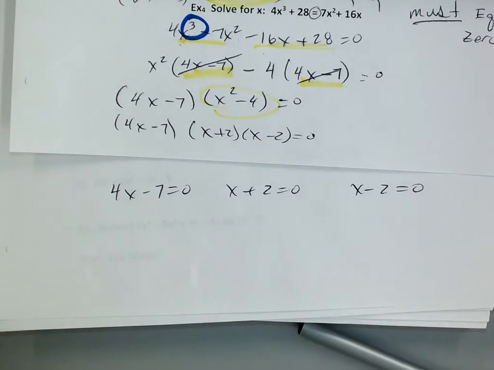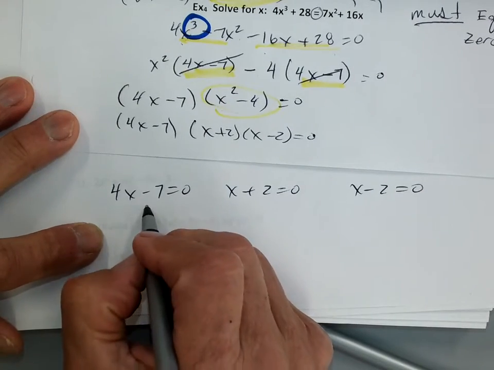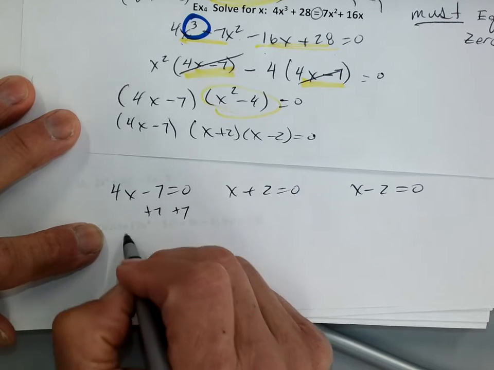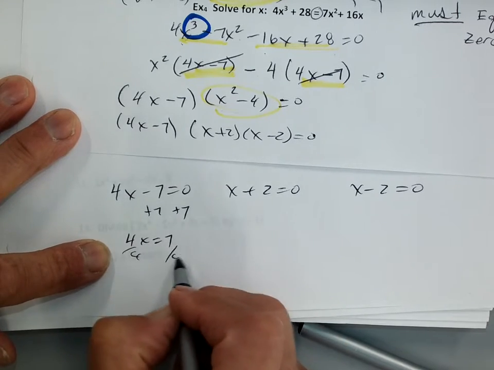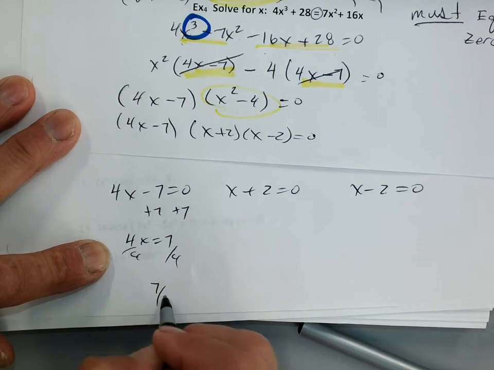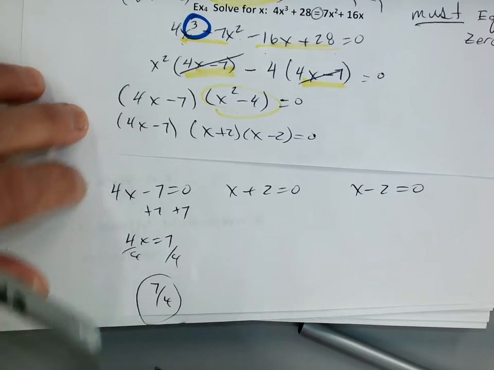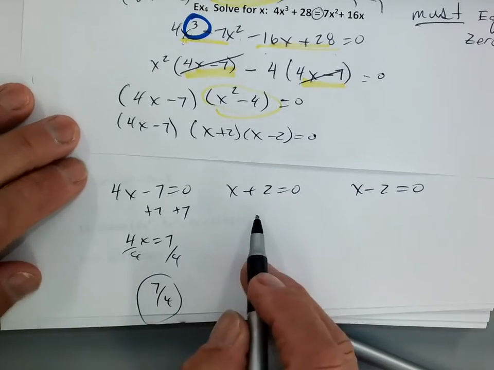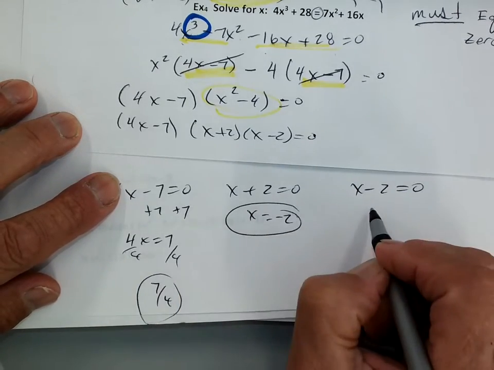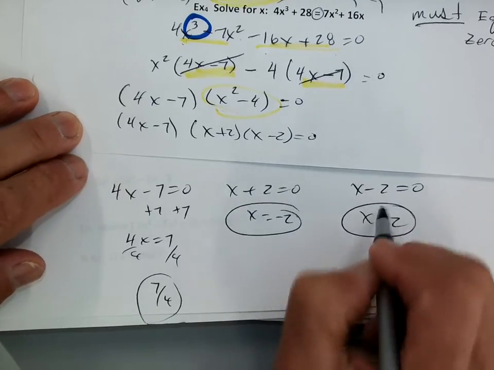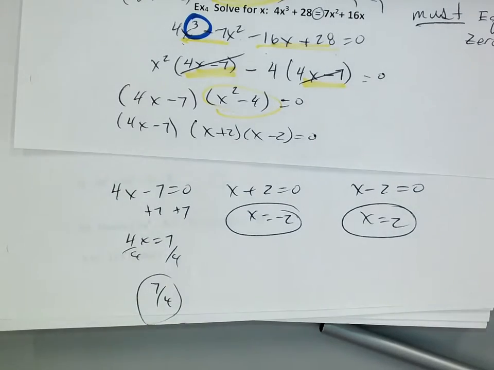Well, okay, plus 7, right? 4x equals 7. Divide by 4. One answer is just 7/4, or 1 3/4, or 1.75. Minus 2, minus 2. There's the second answer. Plus 2, plus 2. There's the third answer. Okay, and that's all I got for that one.